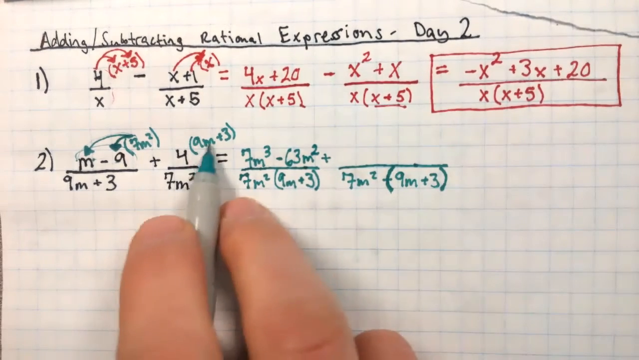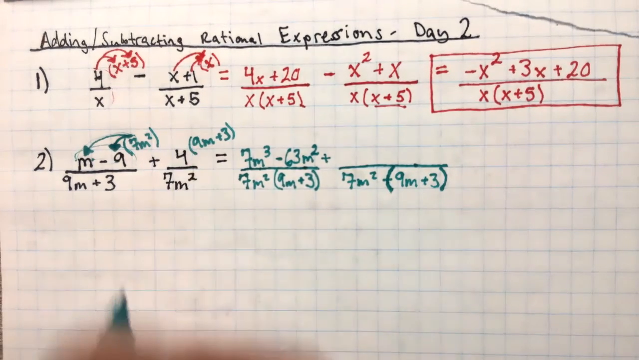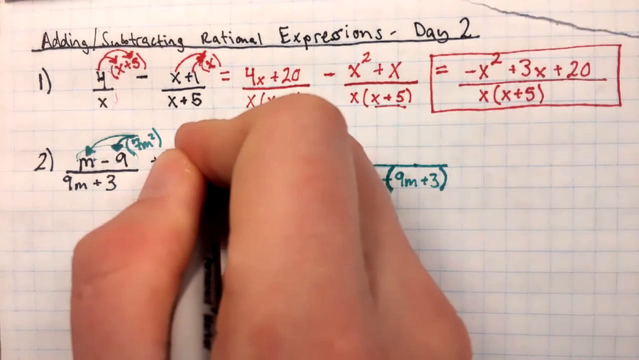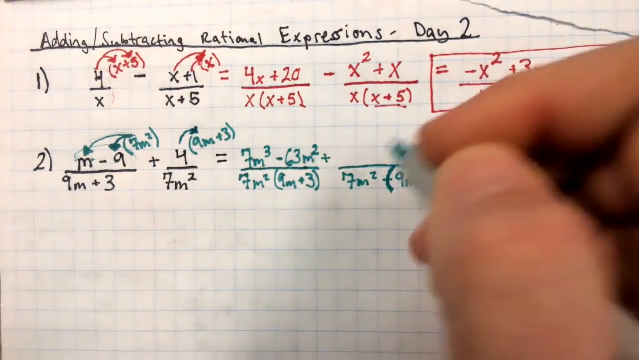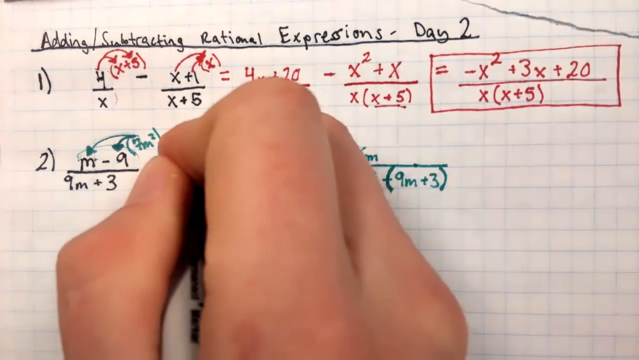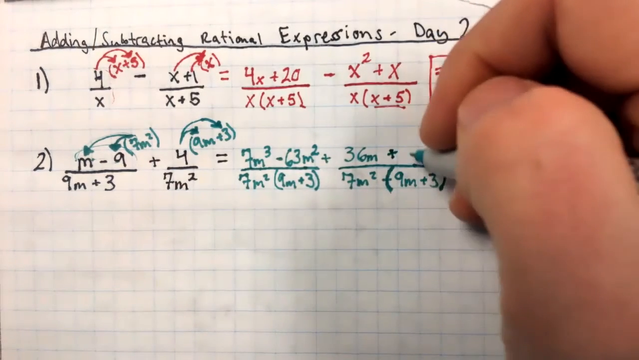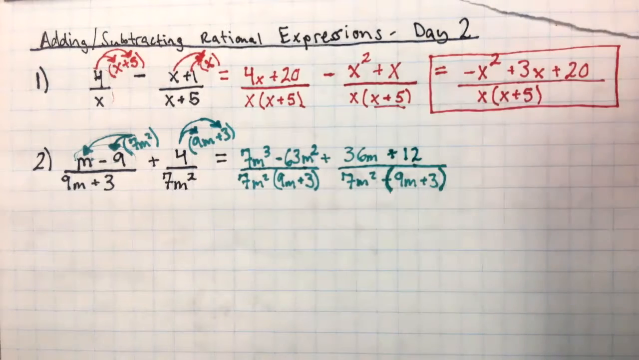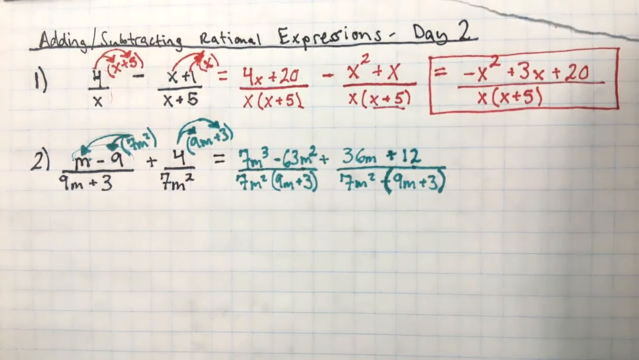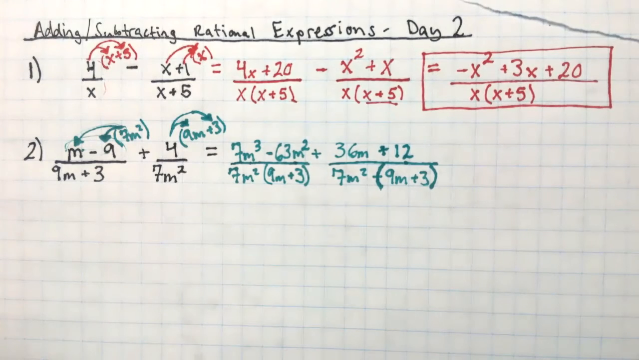Now let's multiply this out. So we'll distribute this way maybe. 4 times 9m will be 36m. And 4 times 3. 4 times 3 will be positive 12. Okay, really close to being done with this problem now.